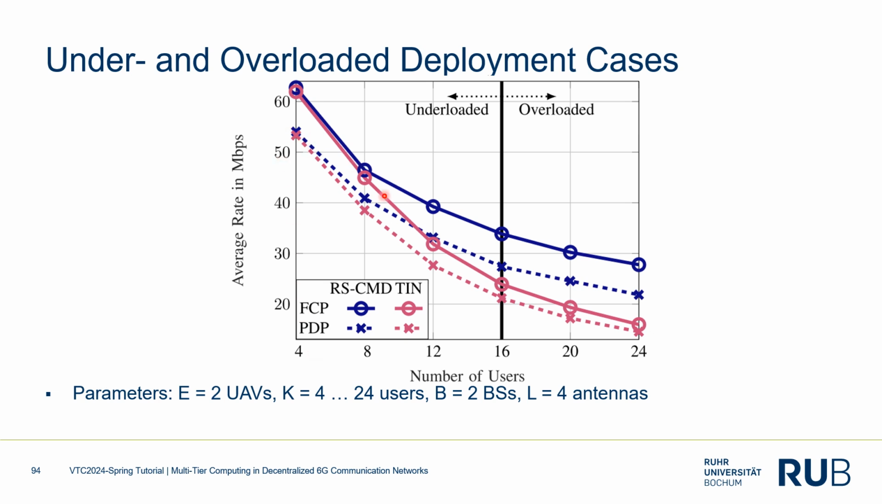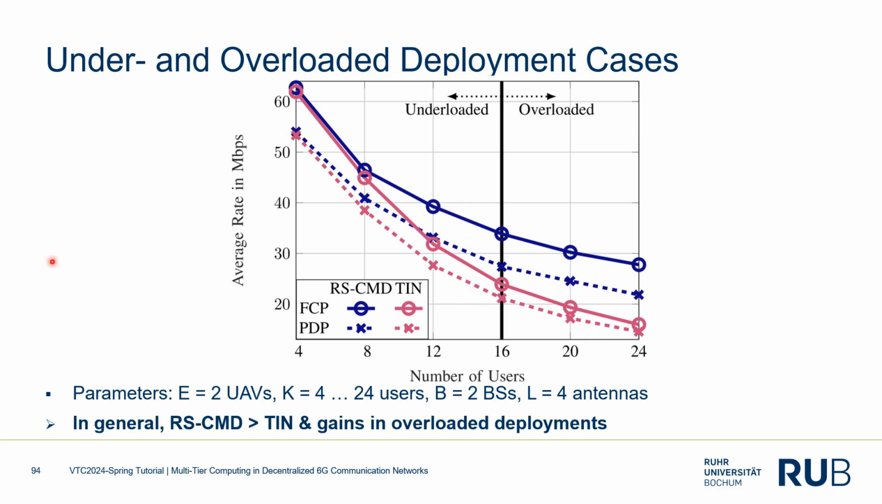What's especially interesting is that toward the right-hand side, as networks become denser, meaning we have many more users within the network, rate splitting significantly outperforms treating interference as noise, whereas in the beginning they are almost similar. Also interesting is that the distributed protocol has an almost constant gap towards the centralized protocol, even though it is much less complex and a much more practical scheme. So in general, RCMD outperforms TIN, and we have the most gains in overloaded deployments.